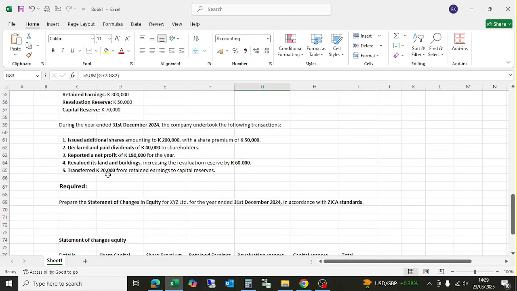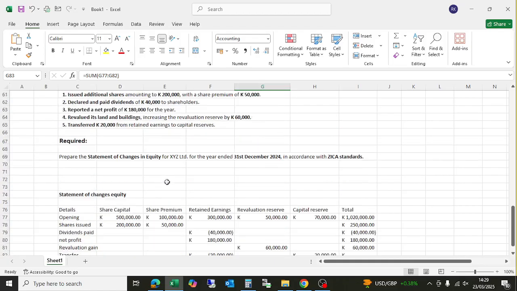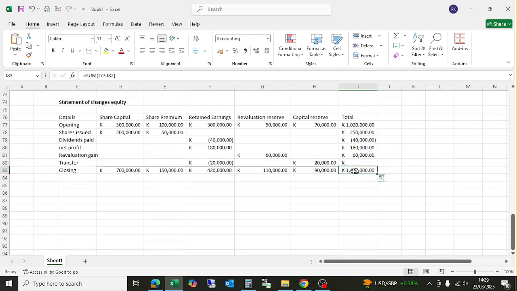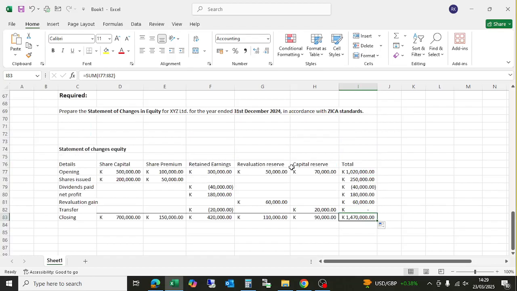Okay, and the other thing that they're saying is transfer 20,000 kwacha from the retained earnings to the capital reserves. So this is basically an inter-element transfer. They've transferred a certain amount of money, a certain value from the retained earnings to the capital reserve. So it doesn't really change the total equity value, but it does change the total element value. Like it changes the capital reserve total value, and it also changes the retained earnings total value in that it reduces the retained earnings.